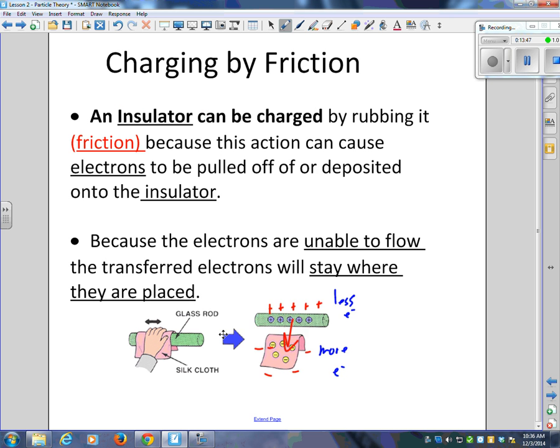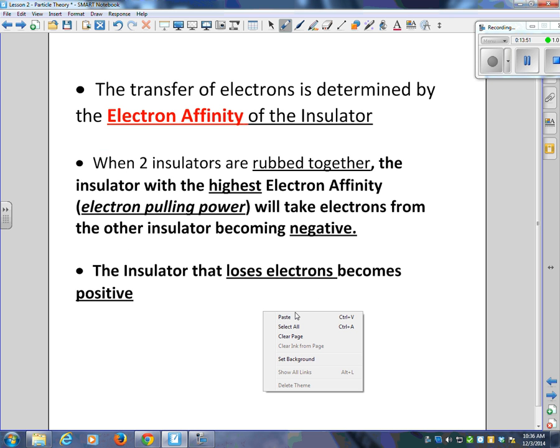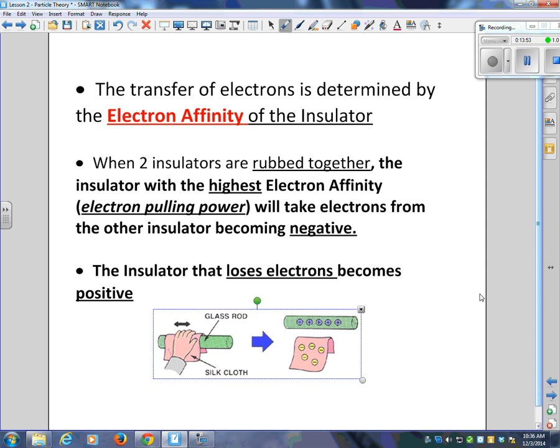I'm going to cut and paste this picture right there. Okay? So, which way did the electrons go again? The insulator that loses electrons becomes positive. Electrons go this way. When you lose electrons, you become positive.